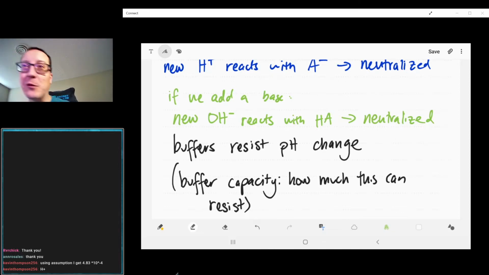In this class, however, we would probably use a pH meter instead, because for that class it's the equivalent of 101 here, so it's baby chemistry. So we just use colorful things.